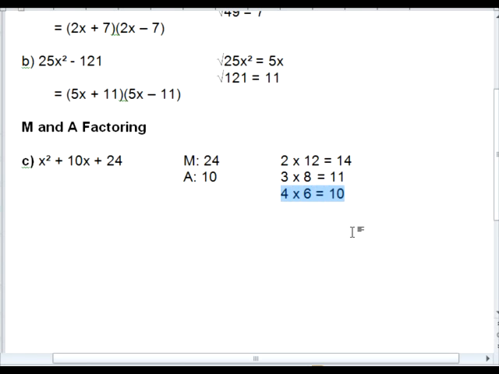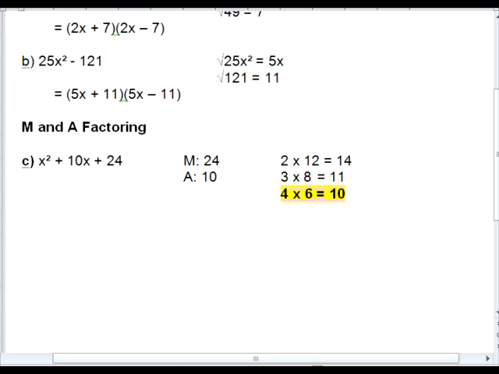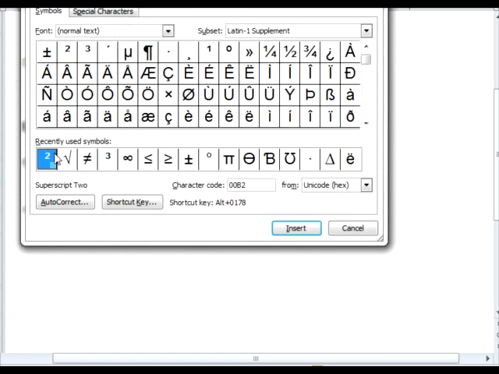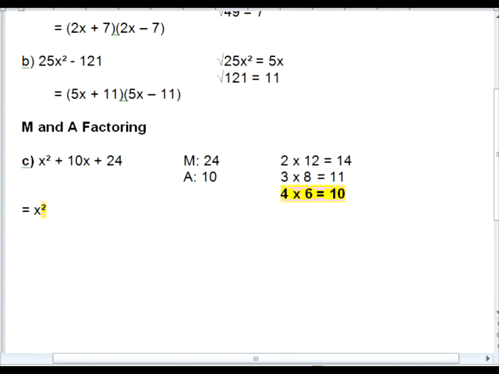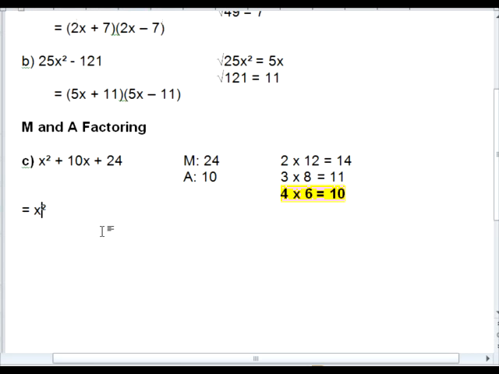What that means is, and I'll put this in bold and maybe I'll even underline it if I can. Hey, there we go. Therefore, 4 and 6 are going to be our numbers. So what I do then is I'm going to say, well, that equals x squared plus 4x plus 6x plus 24.